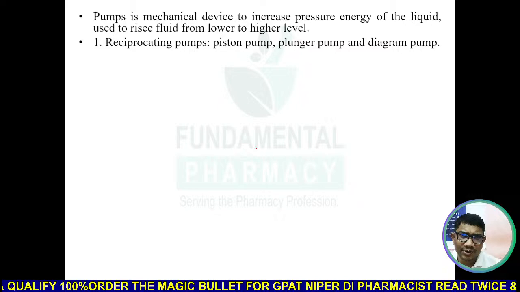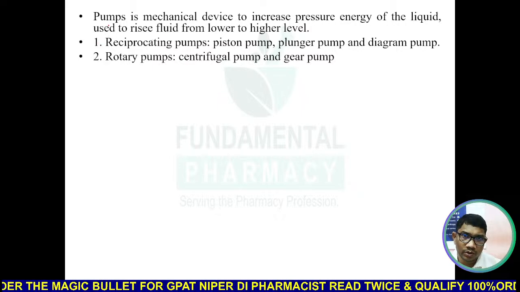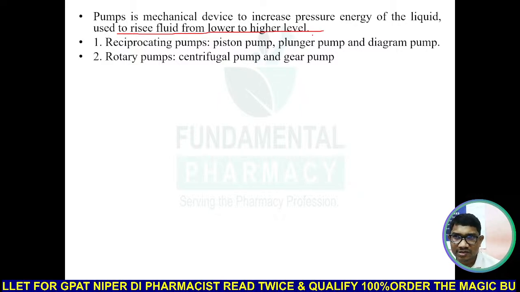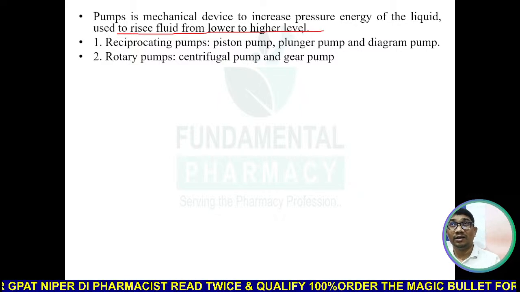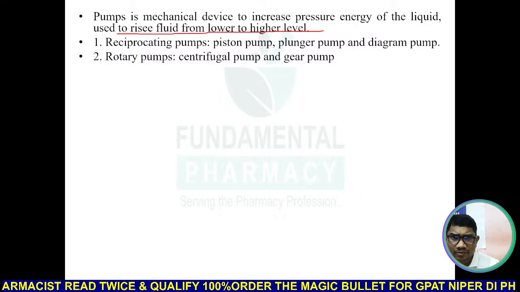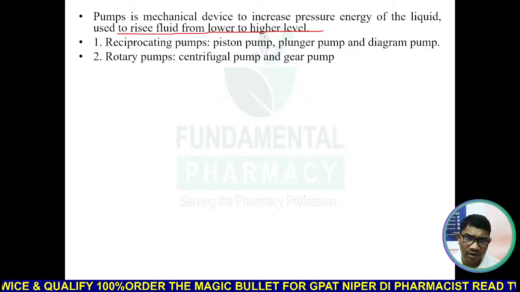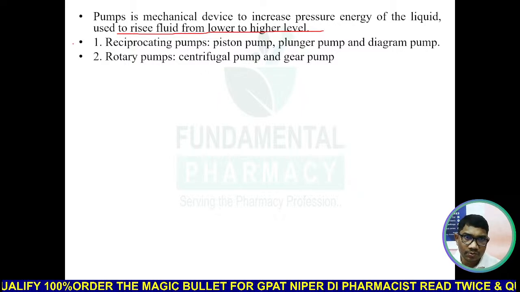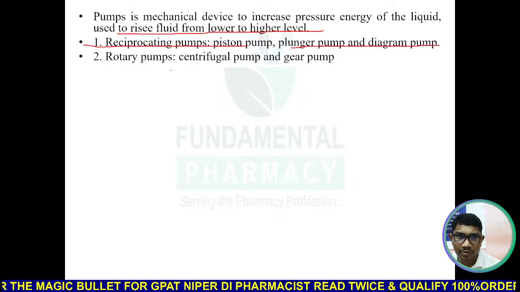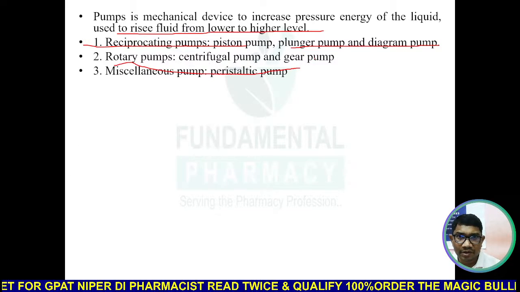पंप क्या होता है? It is a mechanical device to increase the pressure energy of liquid and used to raise the fluid from lower to higher level, है ना. तो आपको पंप कब यूज करना पड़ता है? बोरवेल में से पानी निकालने के लिए, वहां से पानी टंकी में डालने के लिए पंप यूज करते हैं ना. सो इट इज अ मैकेनिकल डिवाइस used to increase the pressure energy of liquid and used to raise fluid from lower level to higher level. तो रेसिप्रोकेटिंग पंप होता है, एग्जांपल बोला है मैंने, पिस्टन पंप, प्लंगर पंप एंड डायफ्राम पंप. रोटरी पंप में सेंट्रीफ्यूगल पंप एंड गियर पंप. मिसलेनियस पंप में पेरिस्टाल्टिक पंप.